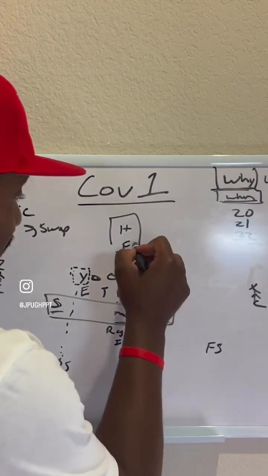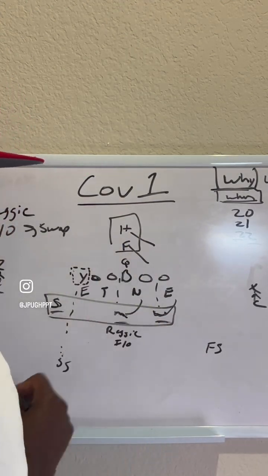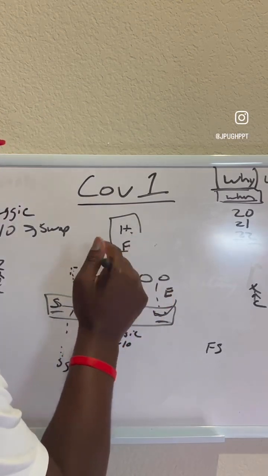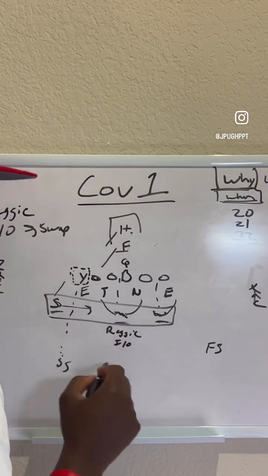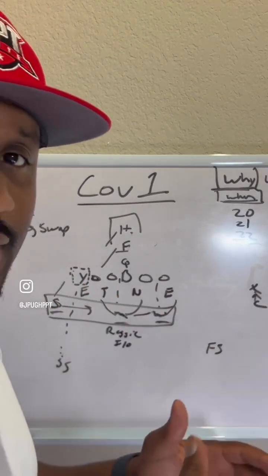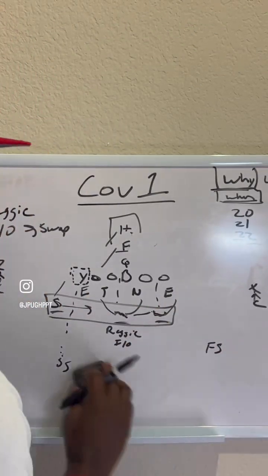So for example, if both backs flow this way, the Will picks up the back, the Mike will move to pick up the back, the Sam will become the low hole player, vice versa. If both backs flow this way, the Sam will come to fill, the Mike will come to fill, the Will becomes the low hole player, meaning the free player in any type of pass concept. So that's important to know, that's important to understand.